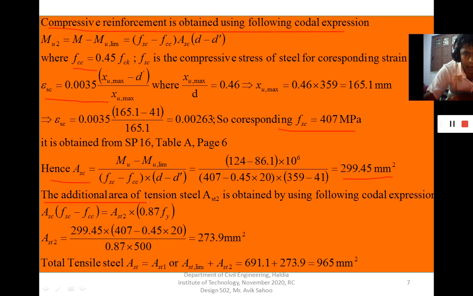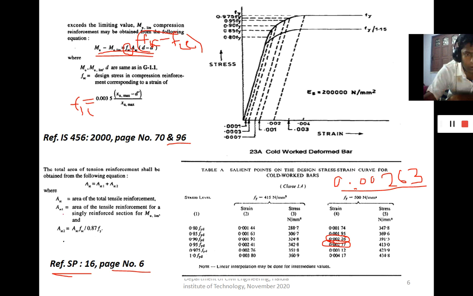Next, the additional area of tensile steel is obtained by using the following codal expression. Again we use the codal expression. This AST2, already we have calculated AST1, which is the limiting area of steel. This balanced area of steel we already calculated. Then AST2, how do you get? Again using that expression. So this is equal to, again here the mistakes are made.